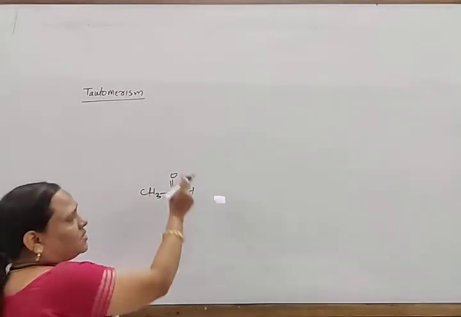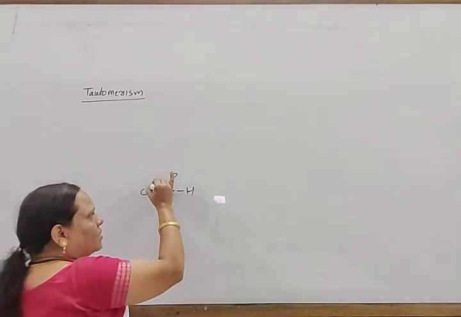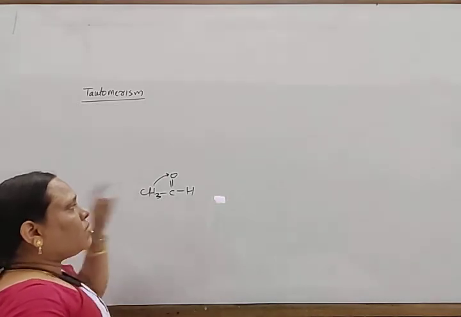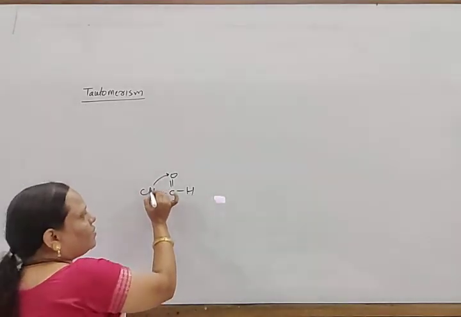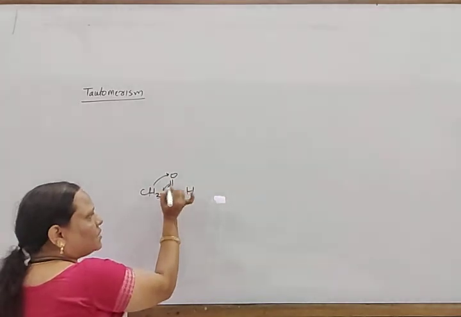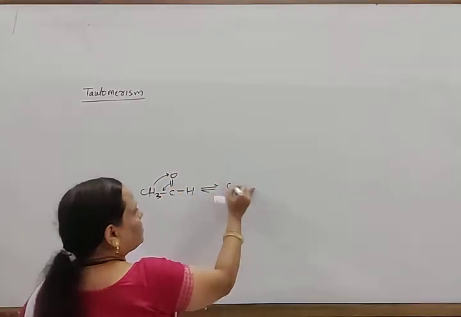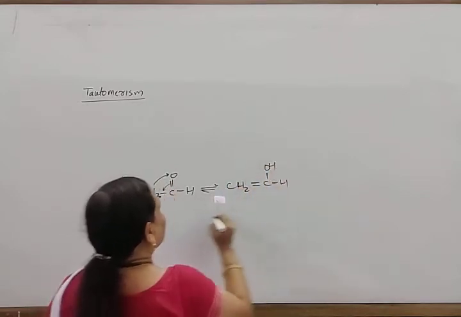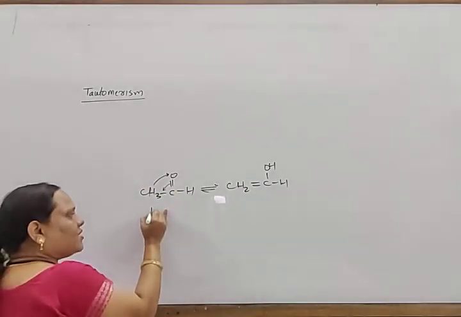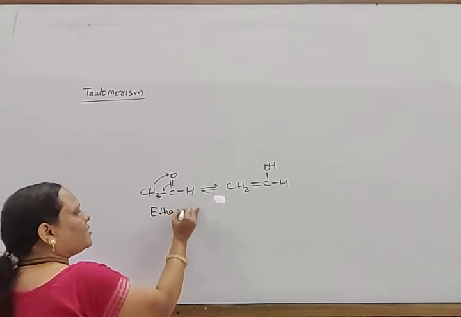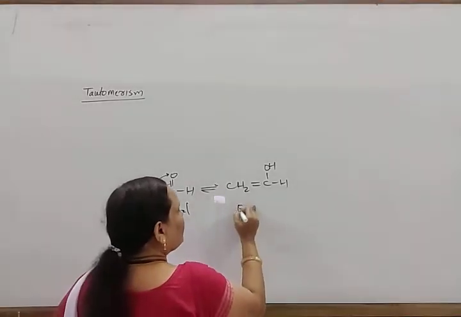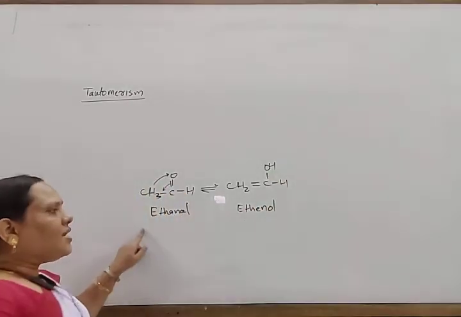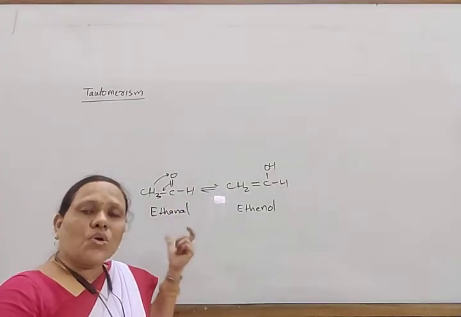So what happens in this situation? One hydrogen atom shifts towards this carbon, which is attached to the electronegative atom through a multiple bond, the double bond. One hydrogen shifts here, and this bond comes here. In this way, it forms CH2=CH-OH. The first is known as ethanal, and this is ethenol, with two carbons. This is ene and ol. So ethanal and ethenol are tautomers of each other.